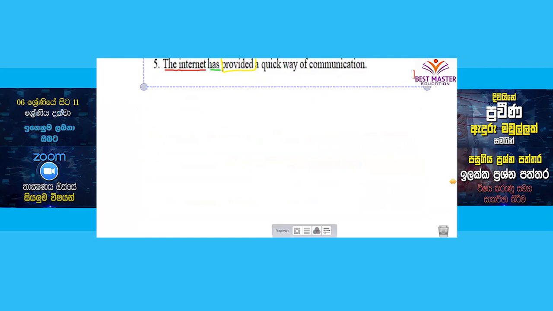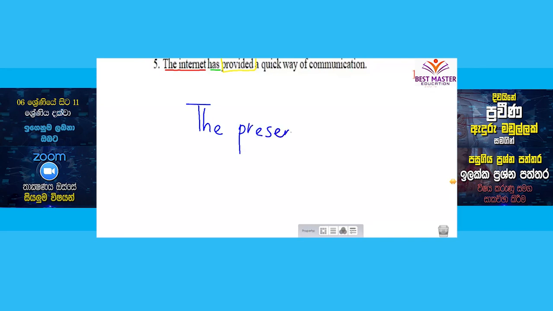I'm going to remind you the present perfect tense. Again, I'm going to recapitulate and remind you how we create the present perfect tense.